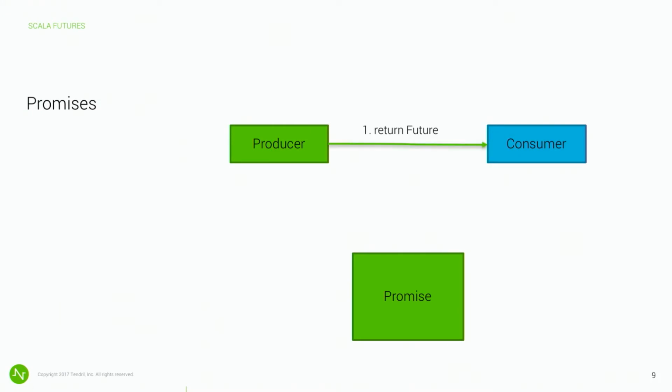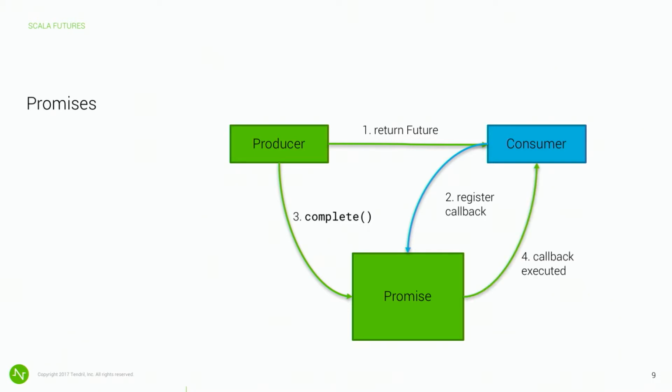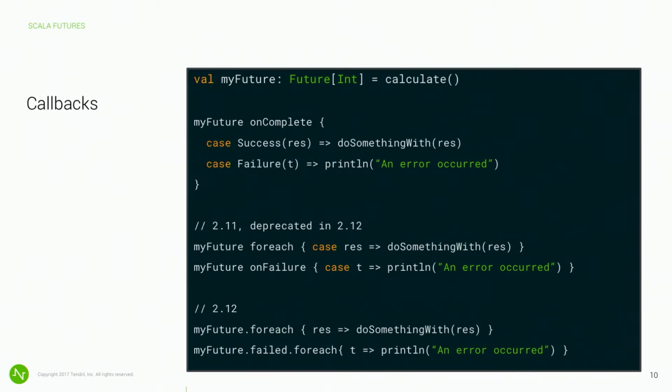So the way this works, we've got a producer and a consumer. Producer's going to build the new promise, return that future to the consumer. Consumer's going to register callbacks on that. At some point, the producer completes the promise, and the callbacks are executed on the consumer. So, callbacks.